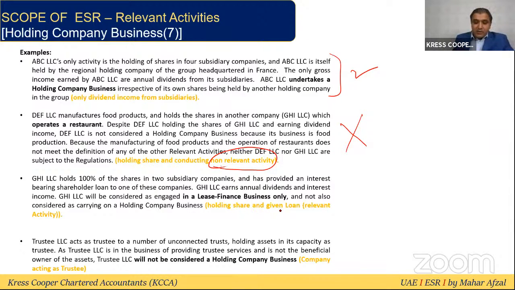Holding shares and giving loans falls under the relevant activity, lease finance business. So it will be subject to full economic substance requirement. The lease finance business clause would be applicable. If a company is acting as a trustee, the company is not doing holding company business because the trustee is not investing any amount into the equity or equitable interest. So it will not be subject to ESR.